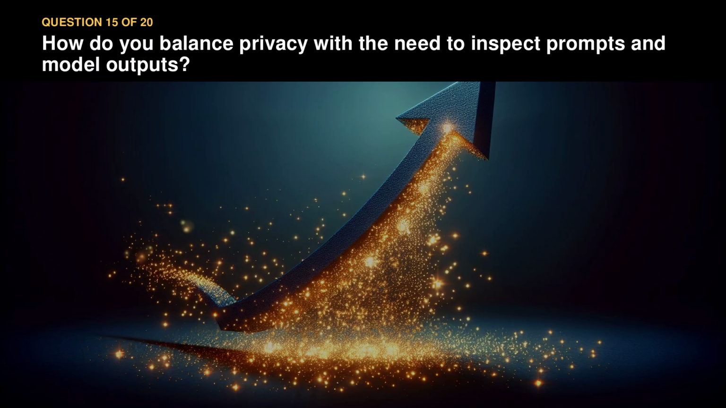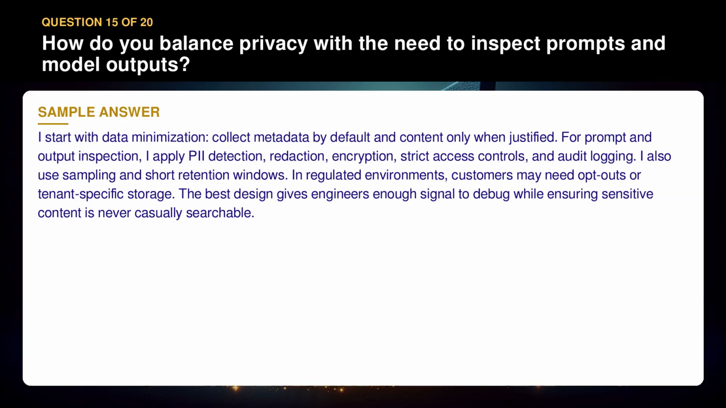Question 15. How do you balance privacy with the need to inspect prompts and model outputs? I start with data minimization. Collect metadata by default, and content only when justified. For prompt and output inspection, I apply PII detection, redaction, encryption, strict access controls, and audit logging. I also use sampling and short retention windows.